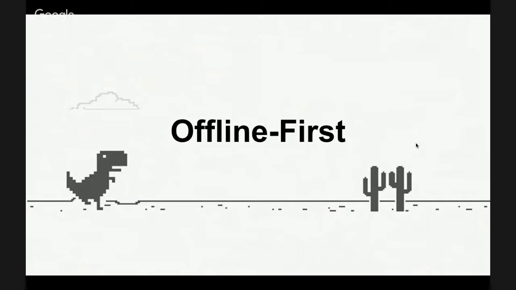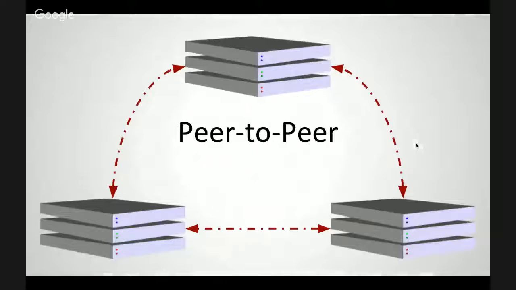So Gun is also offline first, which means if your users are on your site and they get disconnected because they went through the subway or the metro, or they have bad network connectivity, they can still save data. Because Gun is written in JavaScript, it runs in the browser. And then when they come back online, all of those offline updates will then sync back up to the server.